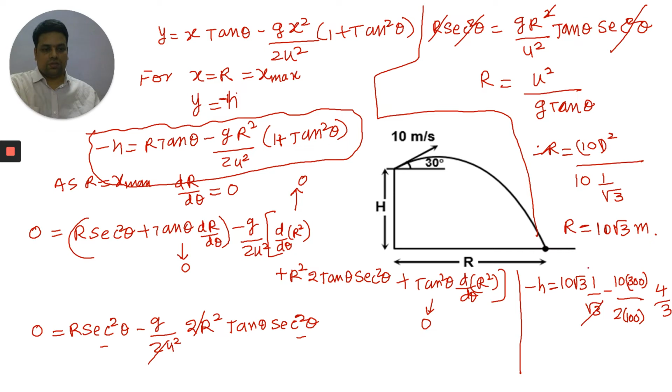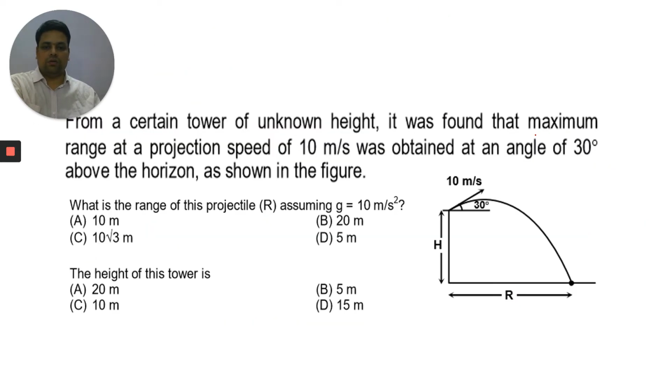So if you solve this, minus h is 10 minus 30 times 4 by 3, that will be minus 20 on the right. So minus h is minus 10, so h is 10 meters. So the answer for the second part of the question is 10 meters, and the first part of the question is 10 root 3 meters.